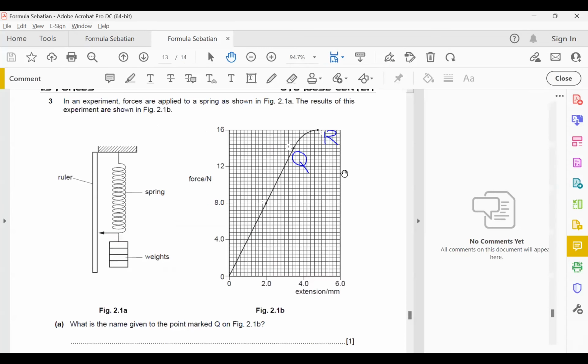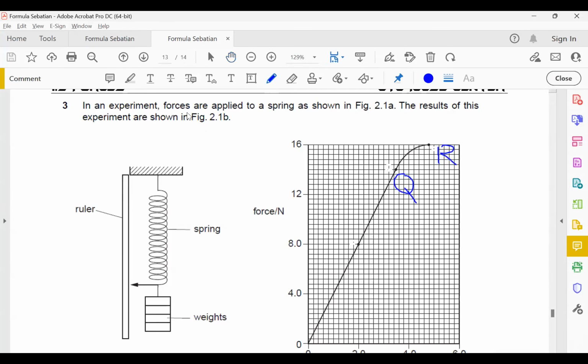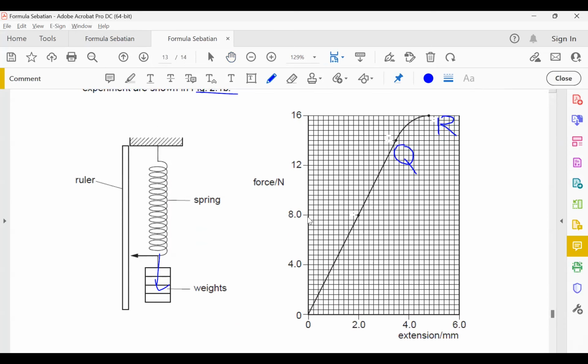If you look at this question here, it says that in an experiment, forces are applied to a spring as shown in figure 2.1. There are some forces applied to this spring. The result of the experiment is shown in figure 2.1b. You can see that clearly this line goes straight all the way up until this specific point, point P. Then you can see that it starts to curve here, guys. As soon as you start curving in the Hooke's law graph, what does that mean? This part here should be the elastic limit, right?